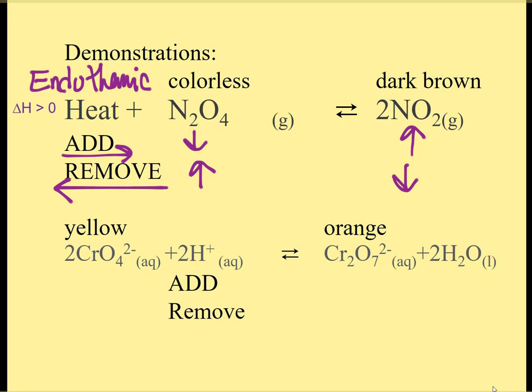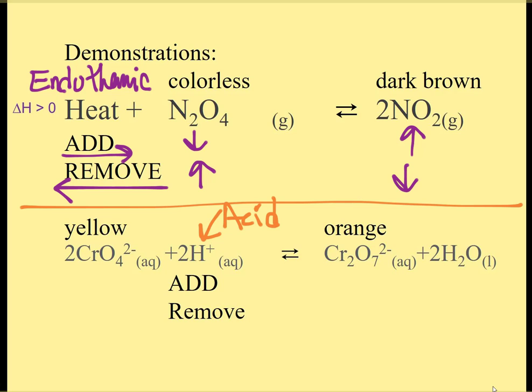This second system, this is the chromate dichromate. Chromate is more yellow colored, dichromate ion is more orangey colored, and I can use an acid and a base to control what's going on. So if I add more acid, so this H plus, this is my acid, then that's adding hydrogen ion. So remember, add away. So I would predict that it would become more orange, and that's exactly what happens.